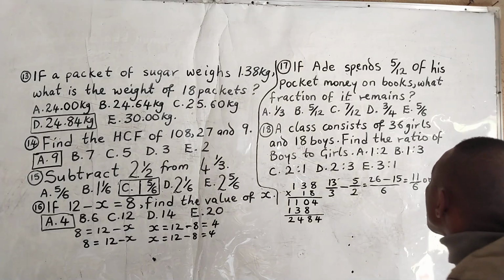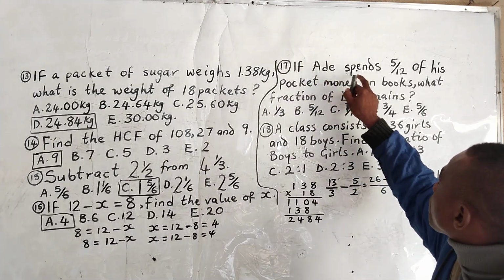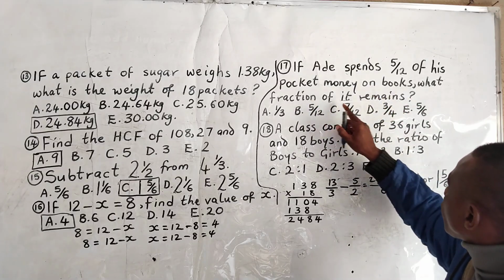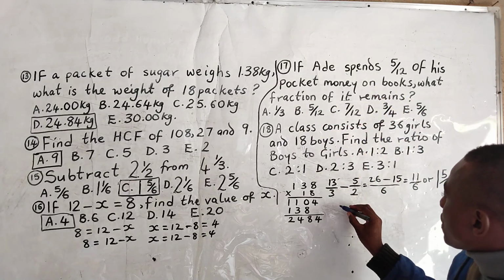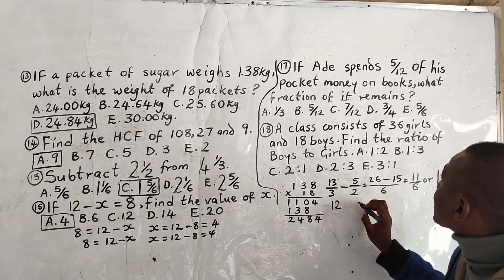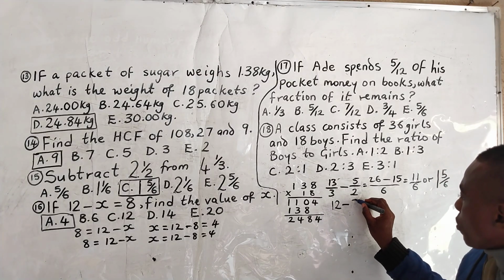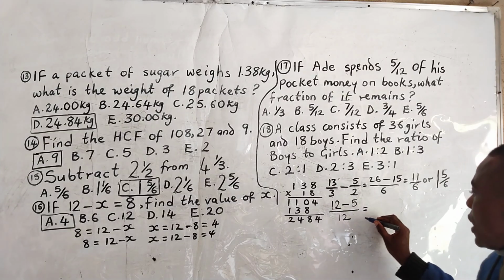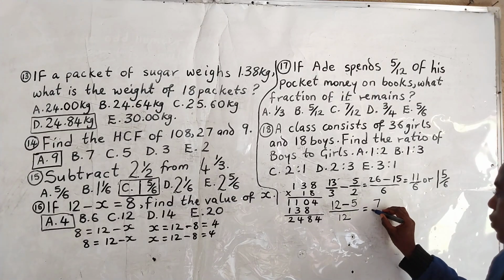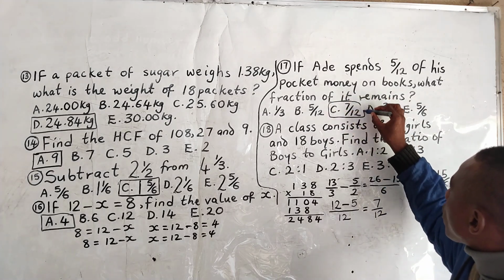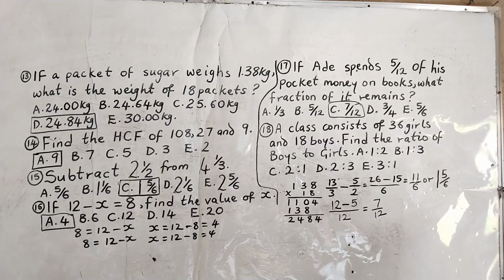We proceed to question number 17. In question number 17, what we have here is: if Ade spends 5 over 12 of his pocket money on books, what fraction of it remains? For us to do this, the best way is to subtract the numerator from the denominator over the original denominator. So when you do it that way, it will give us 7 over 12. So the answer to this question is 7 over 12.